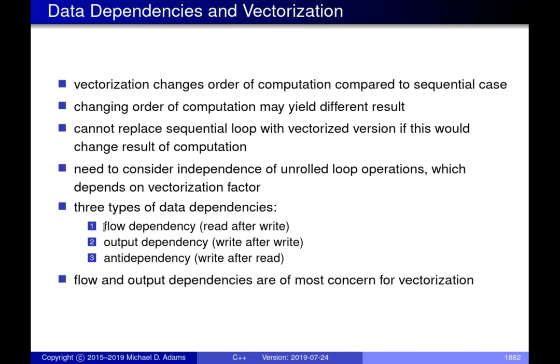So there are three types of data dependencies. What's known as a flow dependency, sometimes called a read after write dependency; an output dependency, which is sometimes called a write after write dependency; and an anti-dependency, which is sometimes called a write after read dependency. And of these three types of dependencies, the ones that are most problematic with respect to vectorization are the first two. In other words, flow dependencies and output dependencies.